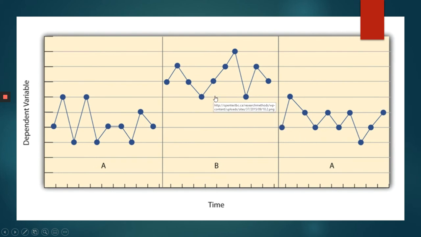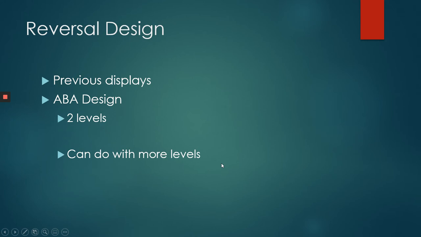And I'd say that this is pretty good evidence that B made an impact on the dependent variable. It's up here. And then once we withdrew that, there's a big drop, and then there was a little bit of adjustment, but in general, people were around here, which is kind of where they were before. So it's good evidence that B made an impact on that behavior.